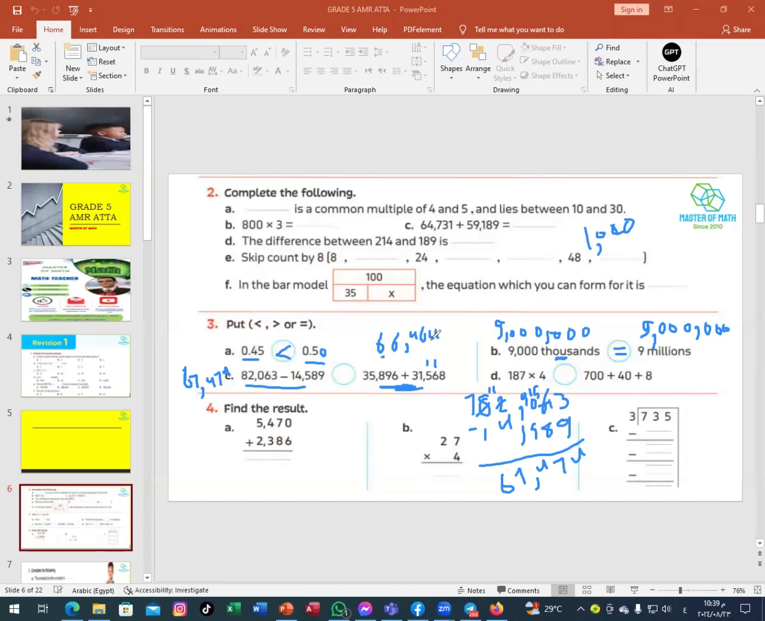We have to count the digits: 1, 2, 3, 4, 5. And 1, 2, 3, 4, 5. Then compare from the left: 6, 6, 7, 6. So 7 is greater than 6. So the result of this problem is the greater. Okay.